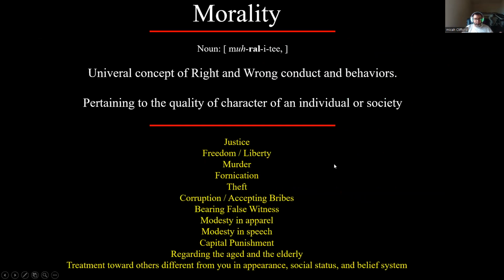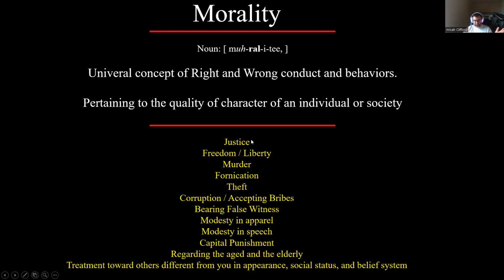All right. And morality. What is morality? It's a universal concept of right and wrong conduct and behaviors. So how you behave, how you conduct yourself, the things you do, it's a universal concept of what's right and wrong, right? Like theft. Is theft right? Is it wrong? Is the way you treat a specific group of people right or wrong, right? There needs to be a standard of morality, and it's pertaining to the quality of character of an individual or society.